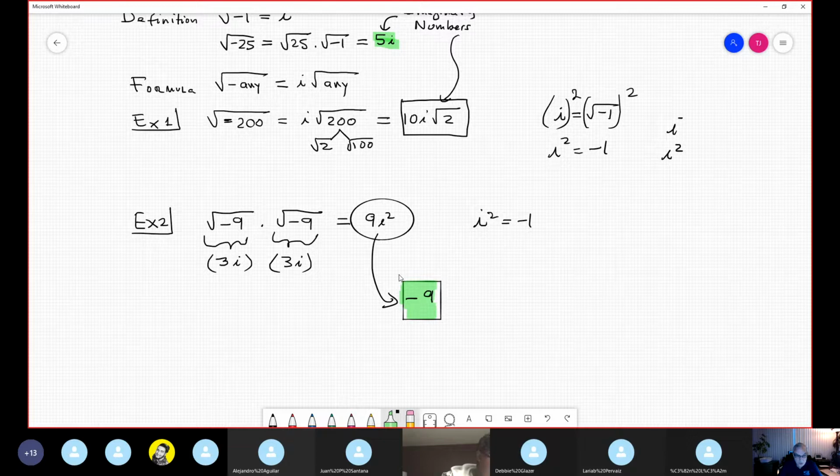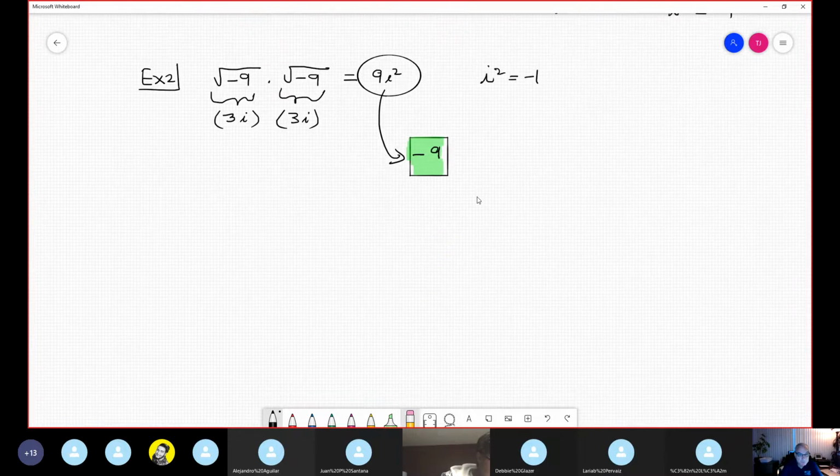Because i squared is -1. i, by definition, is the radical of -1. And this is -1. Do you understand or no? Yes or no? Yes. Confusing? No, clear, right?